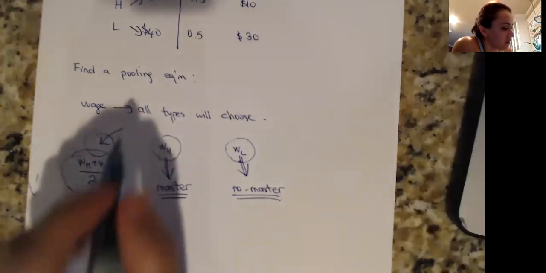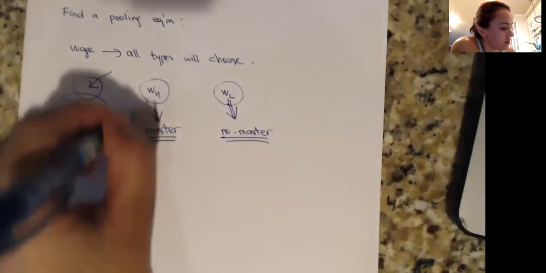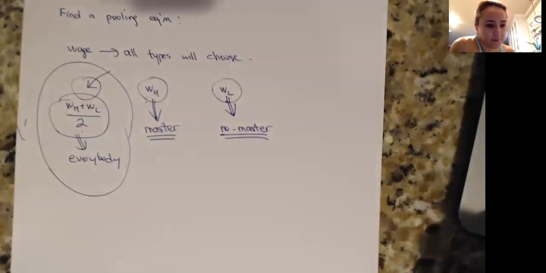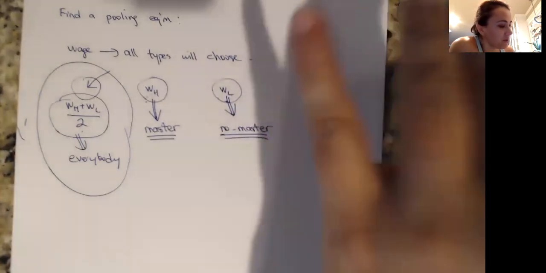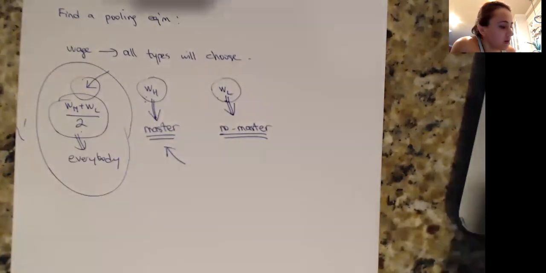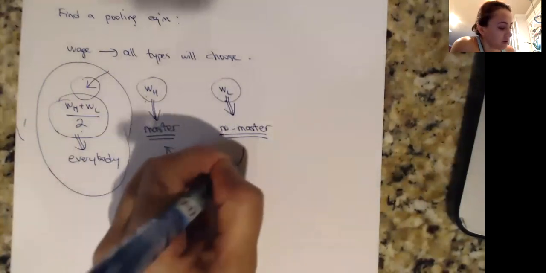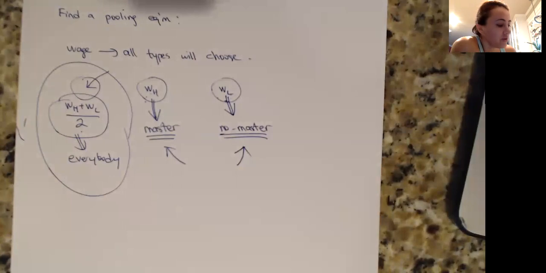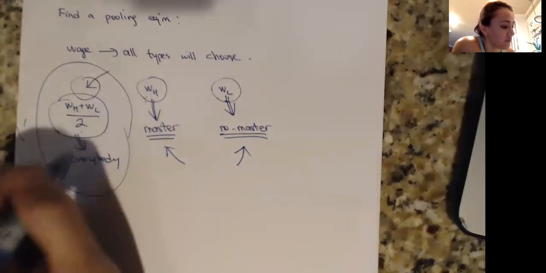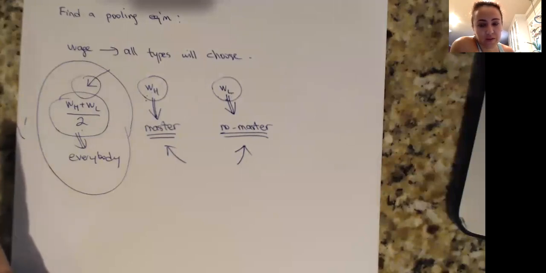Now, why do I want a pooling equilibrium? Which means that I want people to choose this. Because if people get a master's degree and choose this, I know that they are high type. If people don't get a master's degree and choose this, then I know that they are low type. So this will be a separating equilibrium. If everybody chooses the same wage, then there is no way I can tell whether the person is high type or low type. Does this make sense?